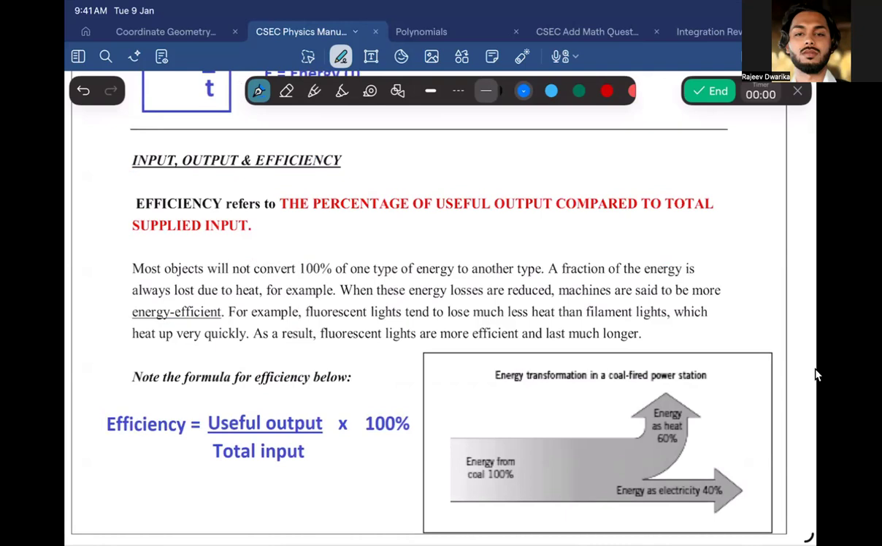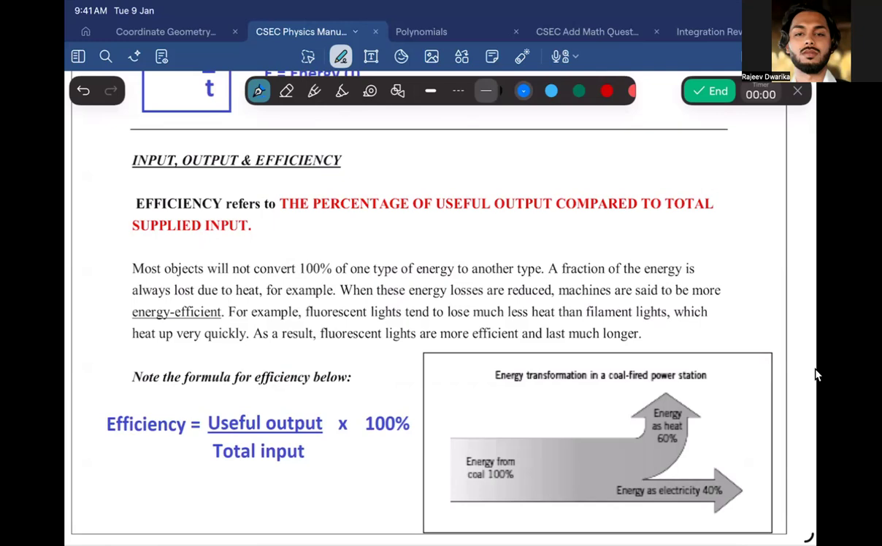So efficiency refers to the percentage of useful output compared to the total supplied input, right? Shina, when you're charging your phone, does the charging block get warm? Yes, sir. Isn't heat a form of thermal energy, which is in general a form of energy? Yes, sir. Okay, is that heat charging your phone? No, the heat is not charging your phone.